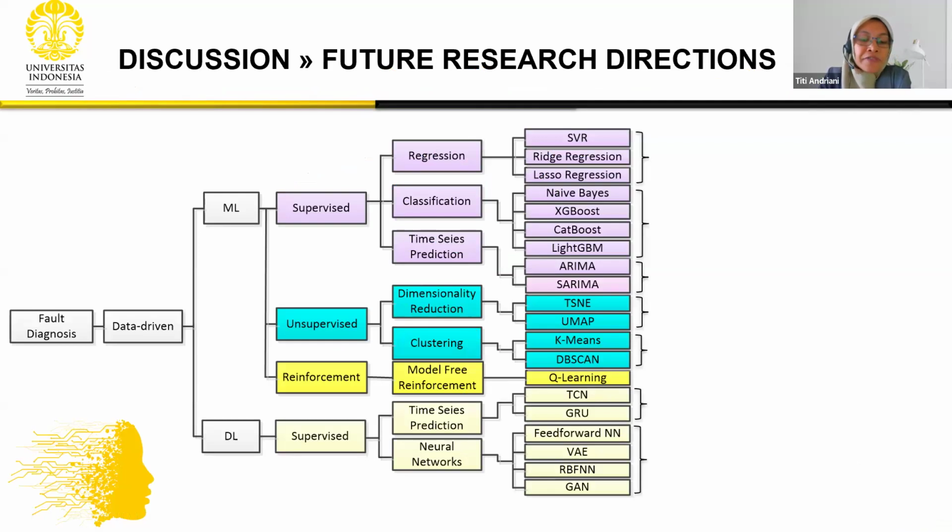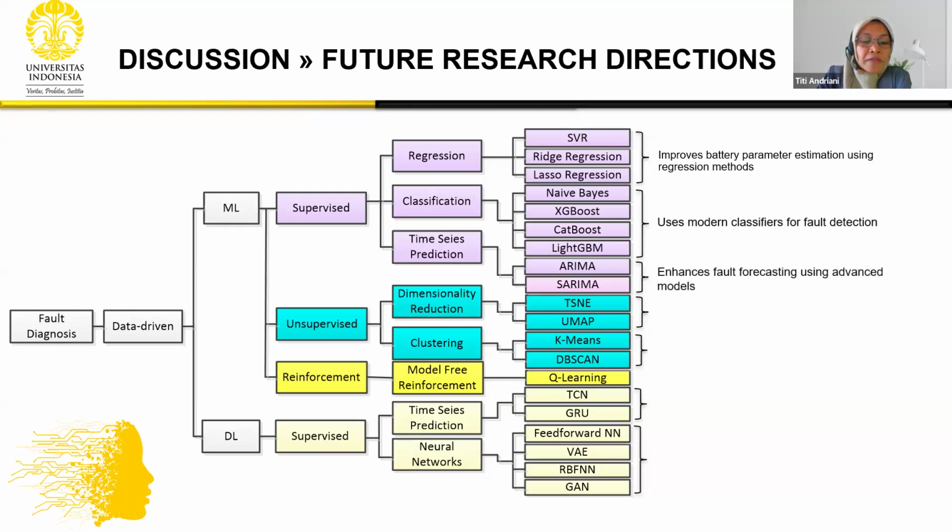To overcome these challenges, future research should focus on first, enhancing battery parameter estimation using advanced regression methods like lasso regression or ridge regression, and then utilizing advanced classification models such as XGBoost, LightGBM, or CatBoost for improved fault diagnosis, and then improving fault forecasting through predictive models like ARIMA, SARIMA, or GRU, and then applying advanced dimensionality reduction using t-SNE or UMAP, and then implementing deep learning innovation, and so on.